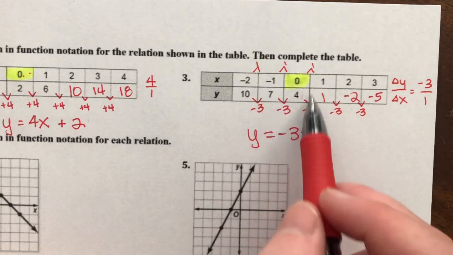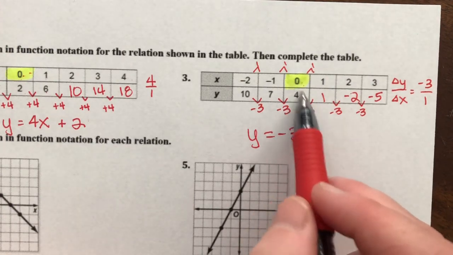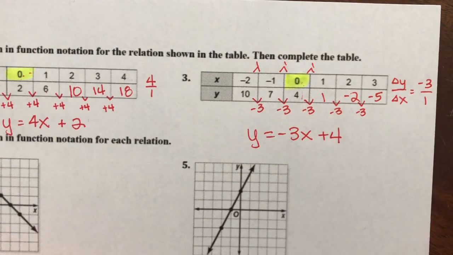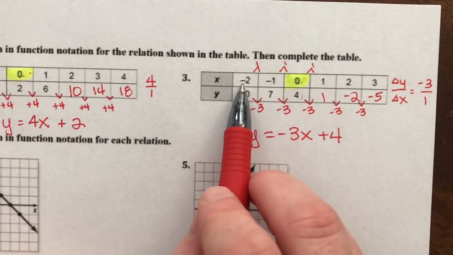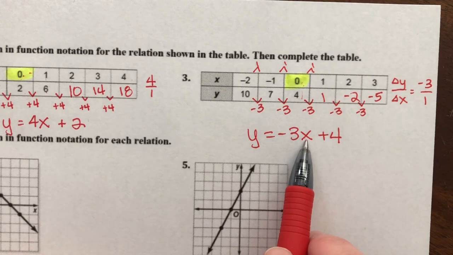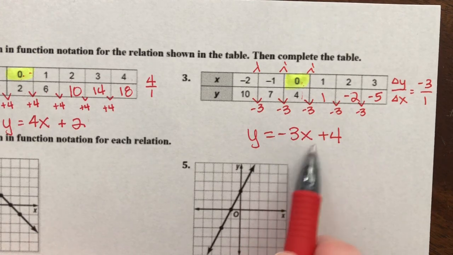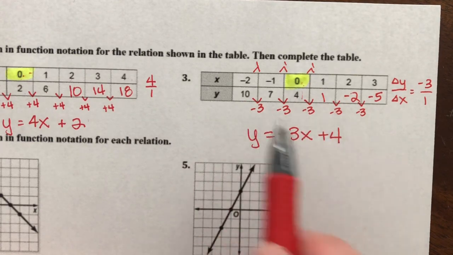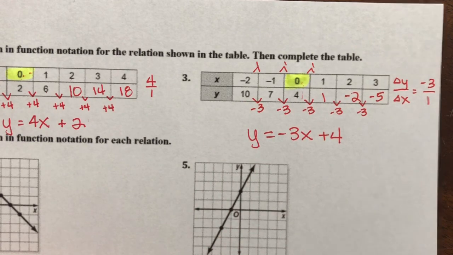So what is y gonna be? What did I do to 0 here to get 4? I added 4, so I have to add 4 to my equation. I hope that's making sense. Okay, and then if we wanted to test out a couple of these, we could. If I plug a negative 2 in for x, negative 3 times negative 2 is positive 6, and positive 6 plus 4 is 10, which is what my y value is. So this equation works.